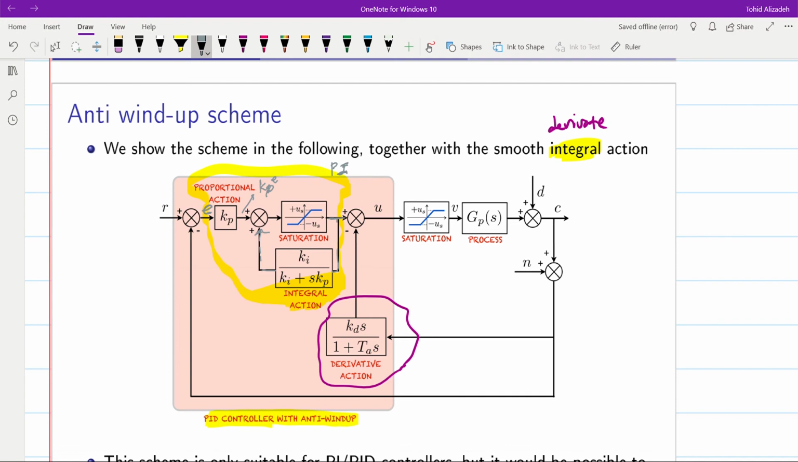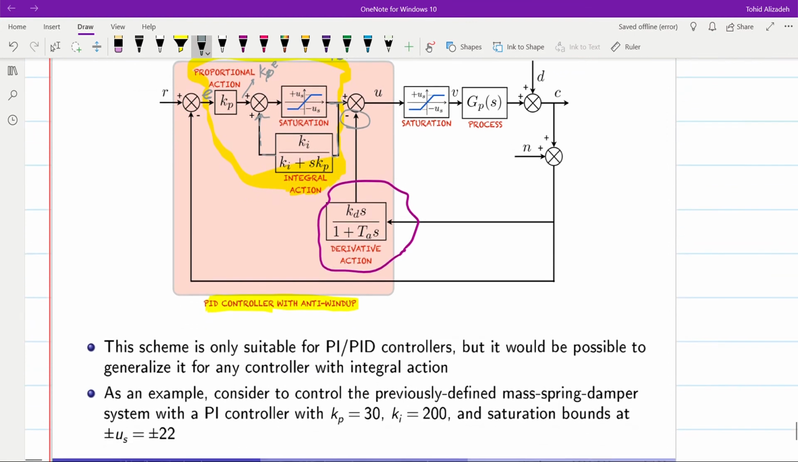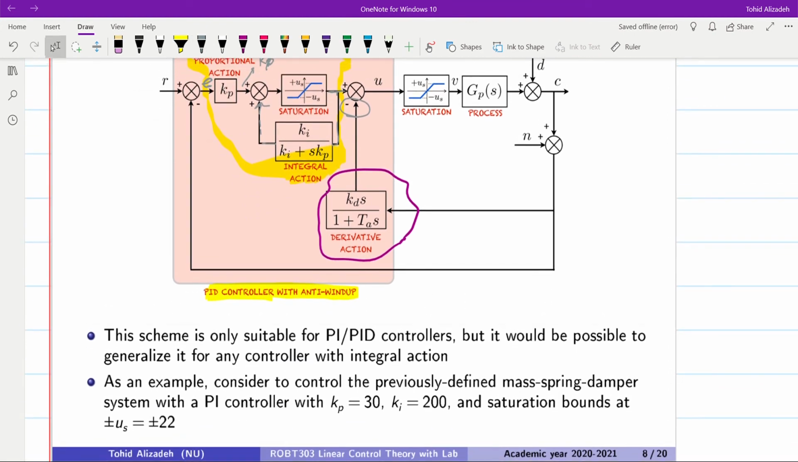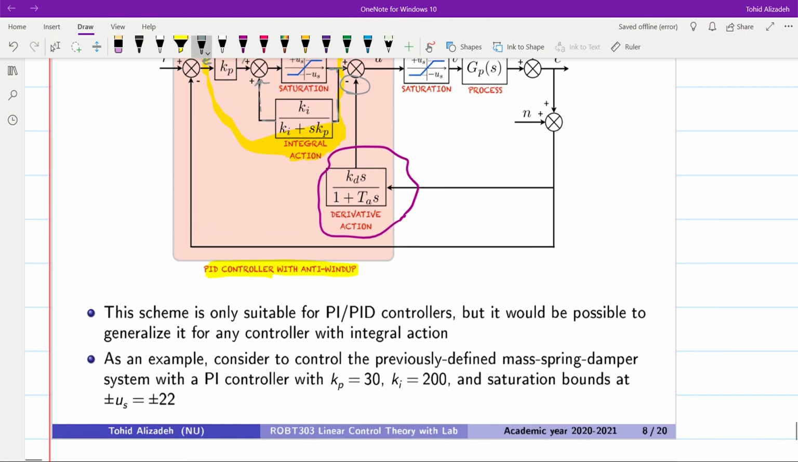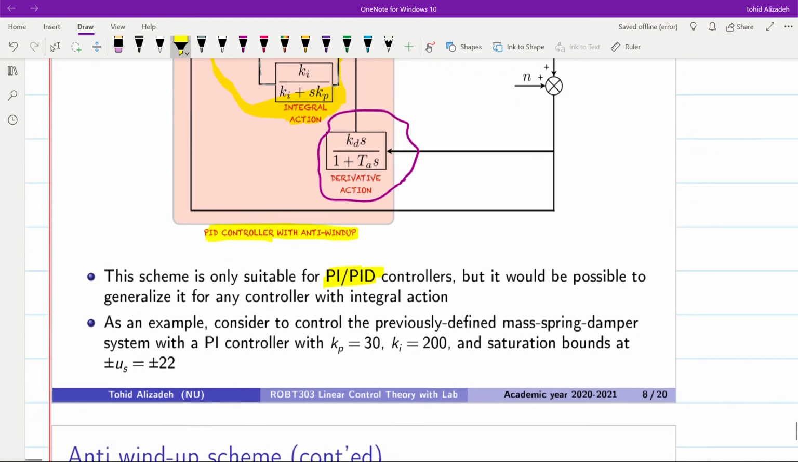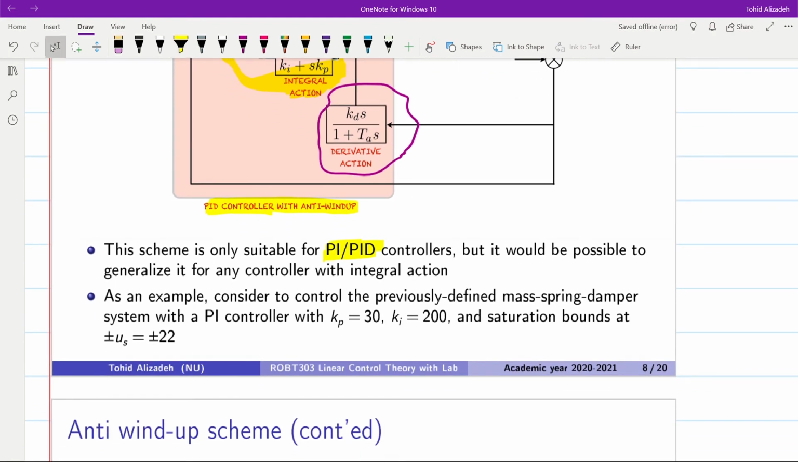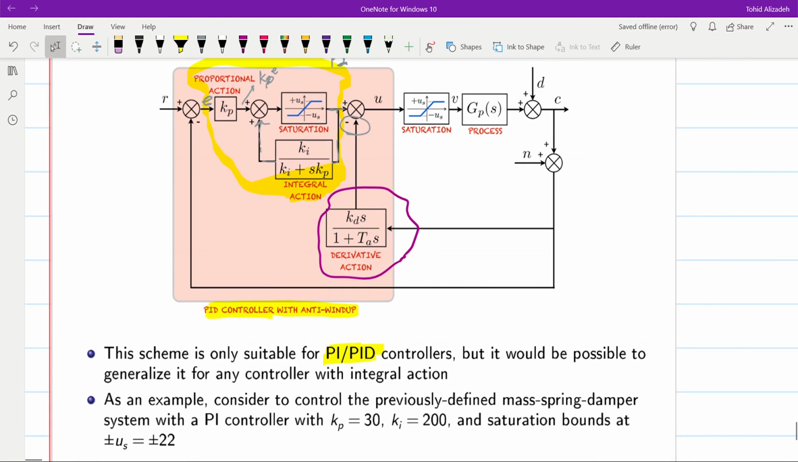And then the output is being added indeed with the negative sign to the output of the derivative action, and it gives us the control command, which is eventually being passed through the saturation part and then is applied to the actuator. The scheme which is shown here is only suitable for the PI or PID controllers, but it would be also possible to generalize it for any controller with integral action. So whenever the integral action is present, you can kind of think of this scheme.